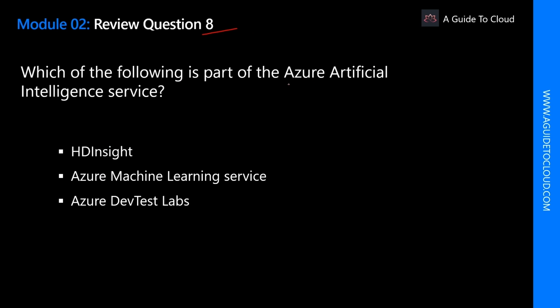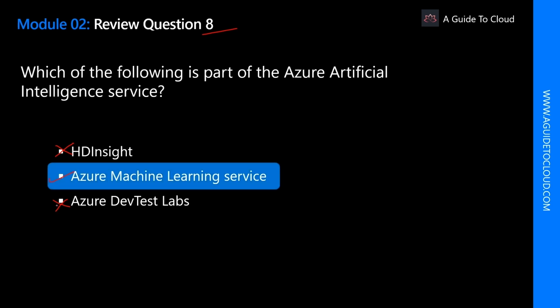Which of the following is part of an Azure Artificial Intelligence service? So we learned about different types of Azure AI services. Which one below is going to be part of that AI service? Is it HDInsight? No, that is part of Azure Database Services. Is it Azure Machine Learning Service? Absolutely yes. Is it Azure DevTest Labs? No, that is part of Azure DevOps Services. So the correct answer is option 2, which is Azure Machine Learning Service.